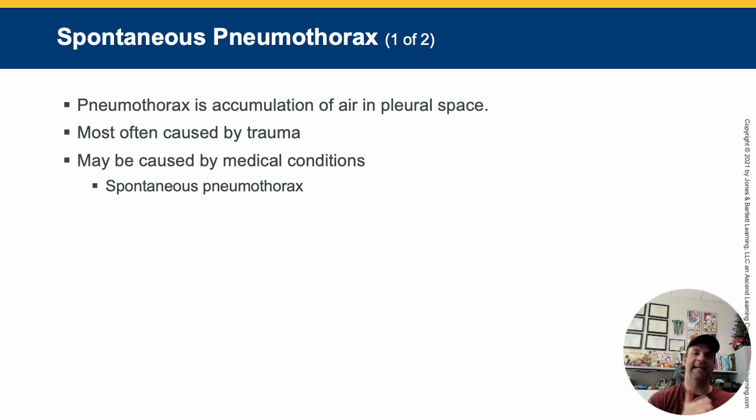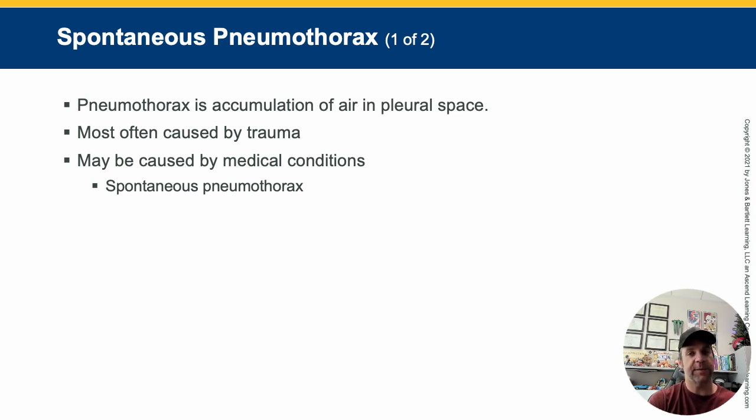Now, what makes spontaneous pneumothorax so dangerous is that it occurs suddenly without warning. So the patient might be sitting at rest and suddenly develop sharp, one-sided chest pain and then difficulty breathing. So this pain is known as pleuritic chest pain, which worsens with breathing or movement of the chest wall.